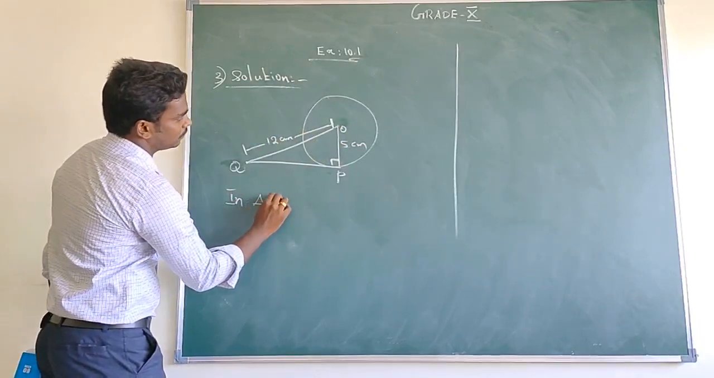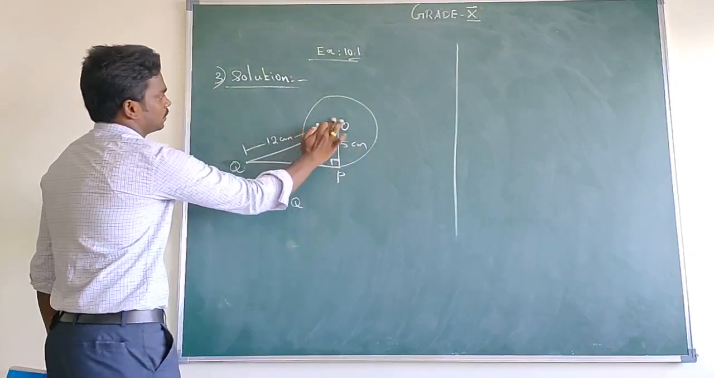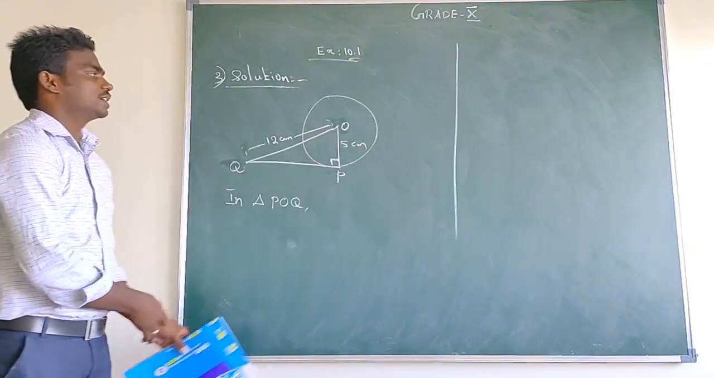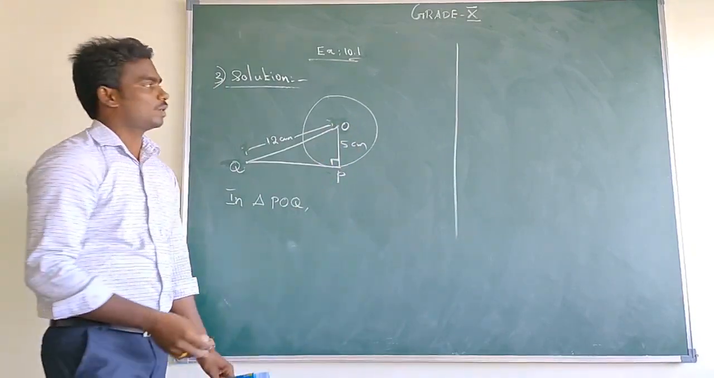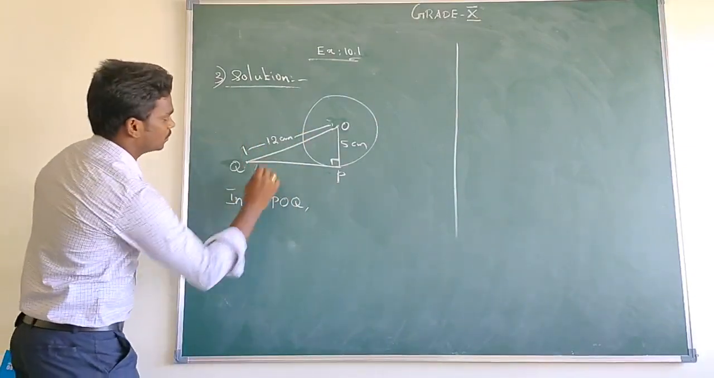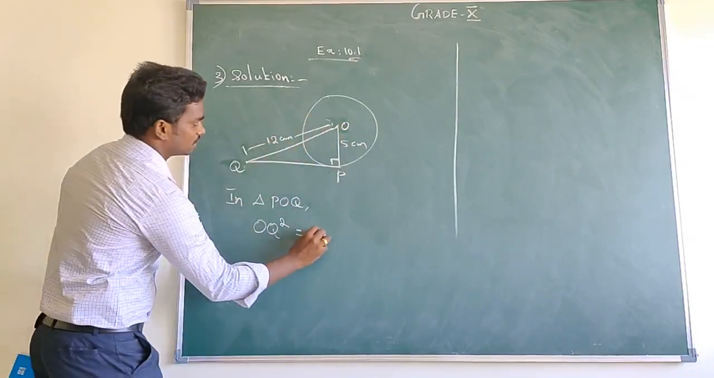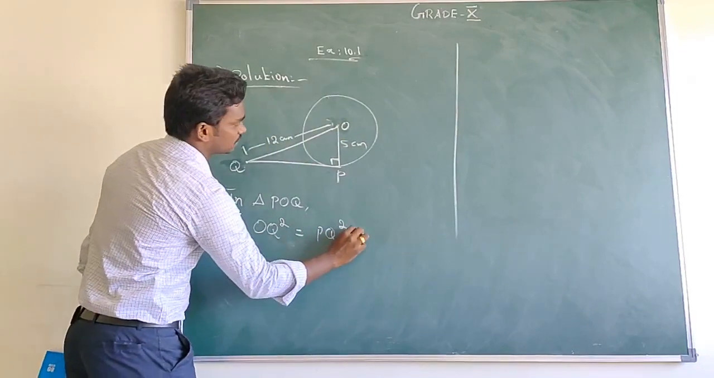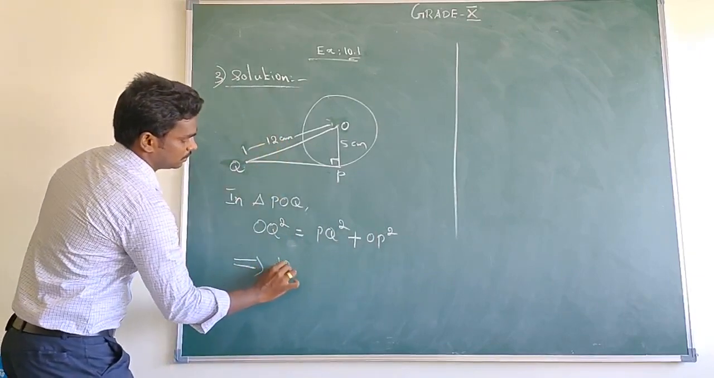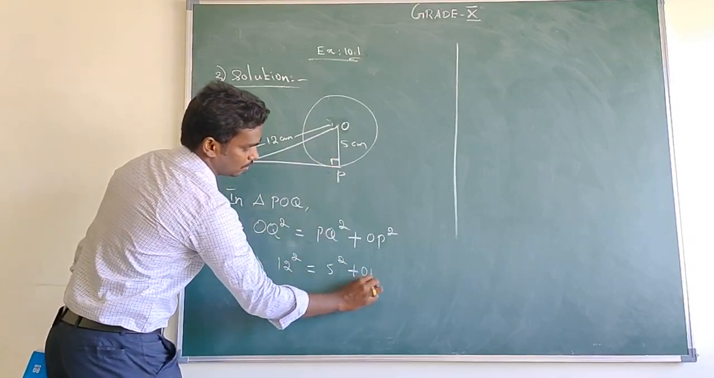In triangle POQ, this is a right angle triangle, so we can use the Pythagoras property. What is the Pythagoras property? The square of the hypotenuse is equal to the sum of the squares of the other two sides. So OQ square, the hypotenuse square, is equal to PQ square plus OP square. So 12 square is equal to 5 square plus OP square.